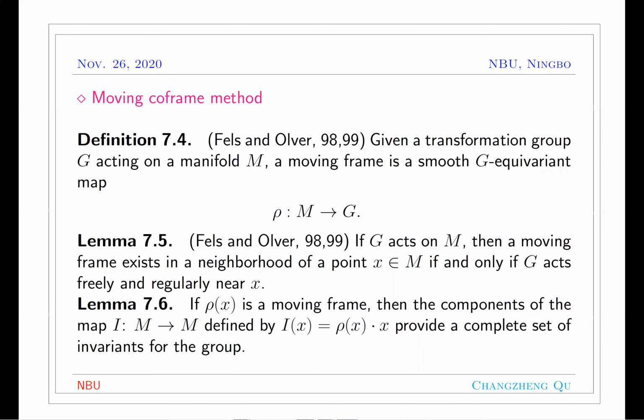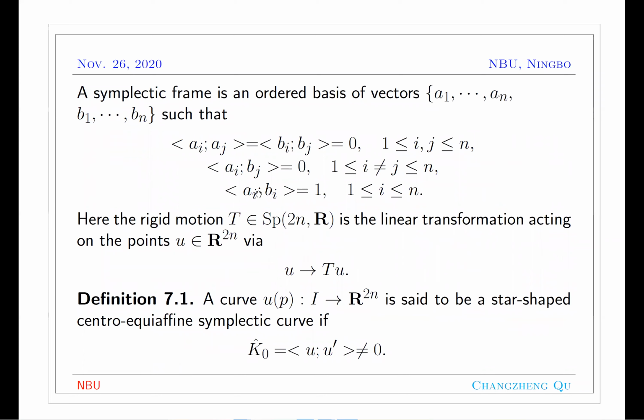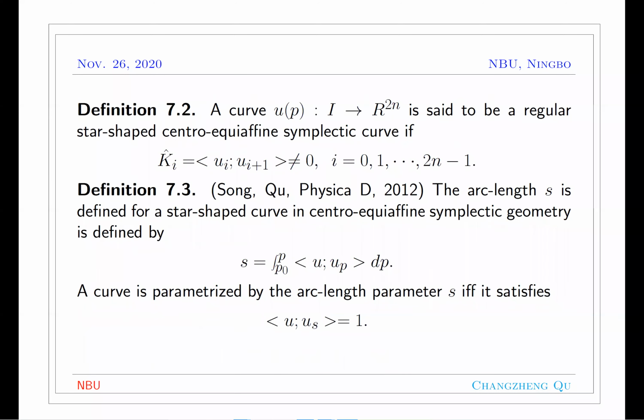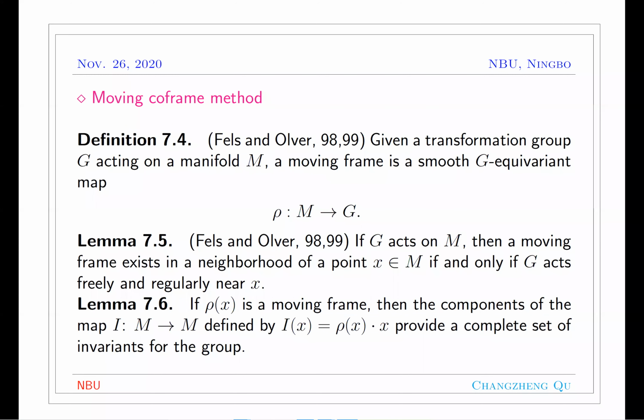We can construct the symplectic frame by two methods. One is the Grassmannian, the standard approach. The second is the moving frame method. There is a lot of research on the moving frame. This is due to Élie Cartan. Later Griffiths did nice work on the moving frame method. Here we use the notion of Mark Fels and Peter Olver.